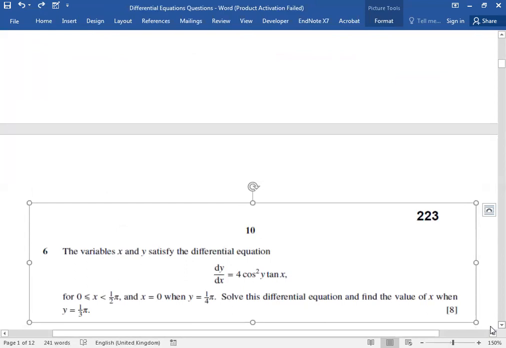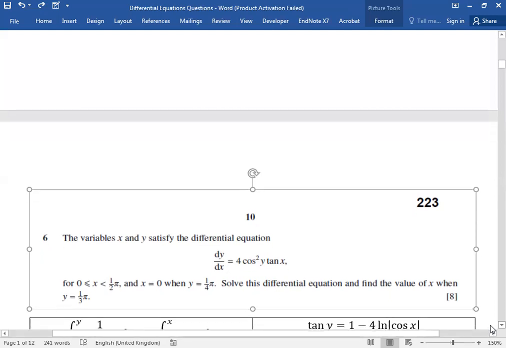Have a look at this question. The variables x and y satisfy the differential equation given here. They've given us the domain that for x between 0 and half pi, x is 0 when y is quarter pi. Solve this differential equation and find the value of x when y is pi by 3. The first task is to solve the differential equation. How do we solve this differential equation? What is the first thing that we do? Separate the variables. All the y terms, you take them with dy, and all the x terms, you keep them with dx. So dx is divided on the left, and on the right it will be multiplied.